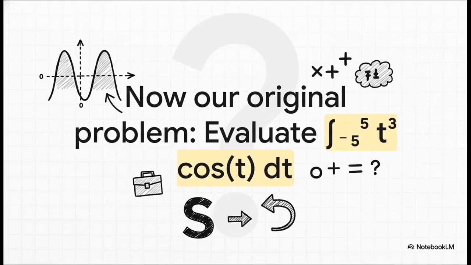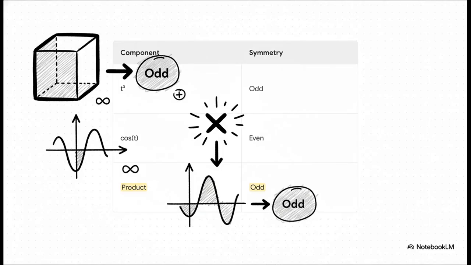All right, and now for the main event. Let's go back to that integral that kicked this whole thing off. Except this time, we have the tools to solve it without even breaking a sweat. So let's analyze the function inside the integral, the integrand. The first component is t cubed. That's an odd function, right? Because it's an odd power. The second component, cosine of t, is our classic even function. So we've got an odd times an even, which makes the whole product odd.